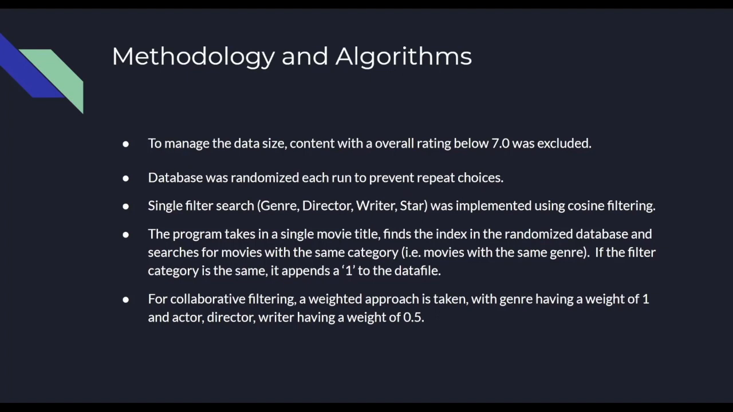To achieve a desired end result, there were several decisions and algorithms we chose to use. One of the first decisions we ended up making was figuring out ways to reduce the data size. With over 7,000 films in the initial database, the runtime and general quality of output of the program could be compromised, so we decided to eliminate all movies below a 7.0 IMDb score.